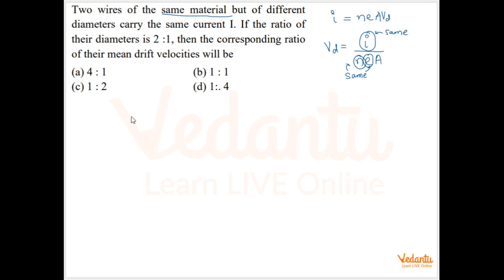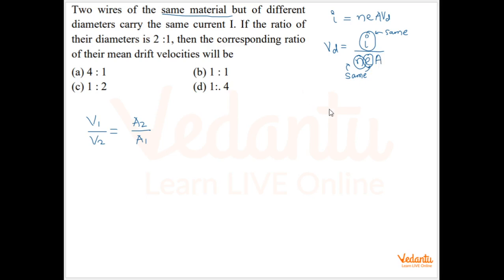Now beta, if I take the ratio V1 by V2, that will just become A2 by A1, because area is in the denominator. It will be A2 by A1. When you divide, I, N and E will get cancelled out.